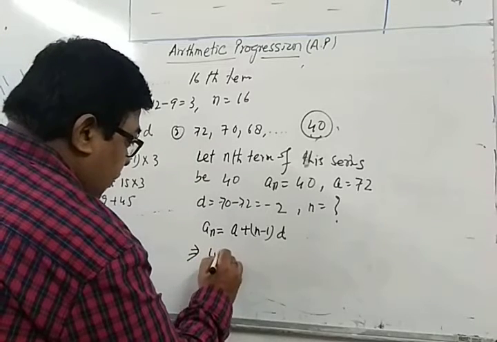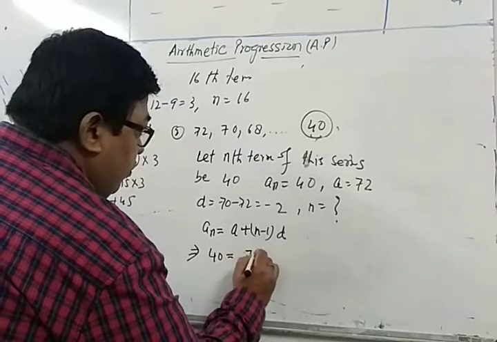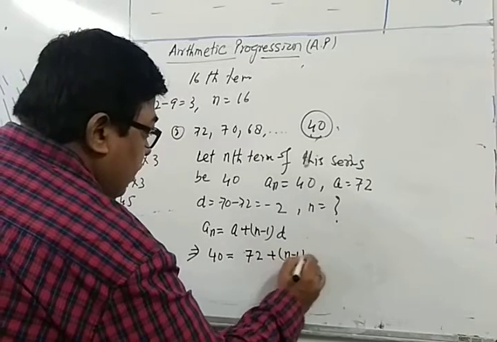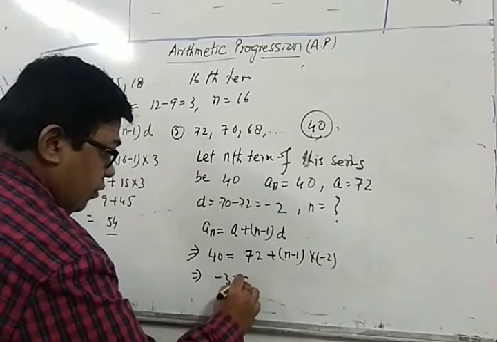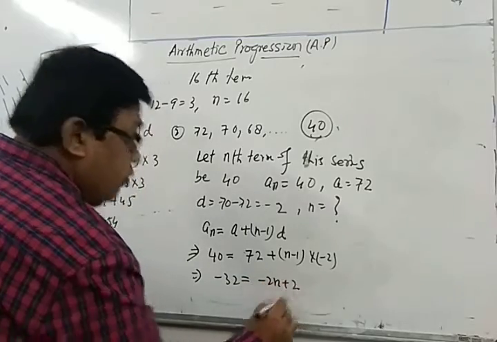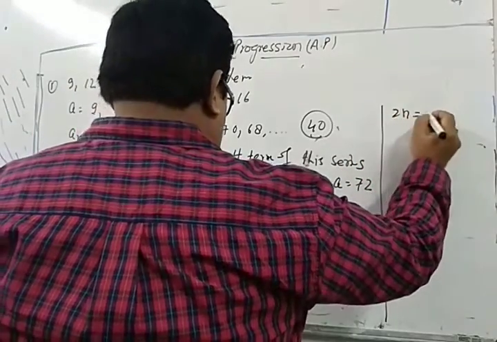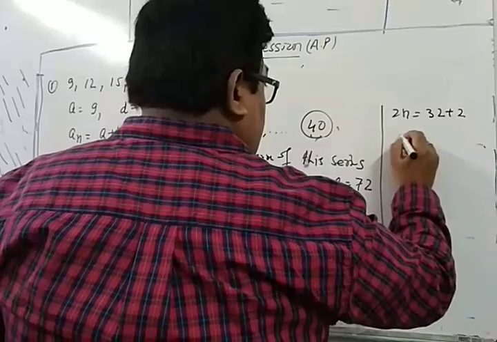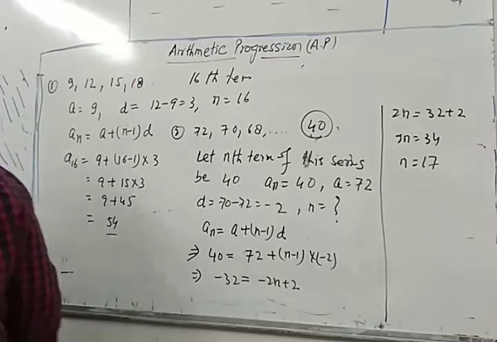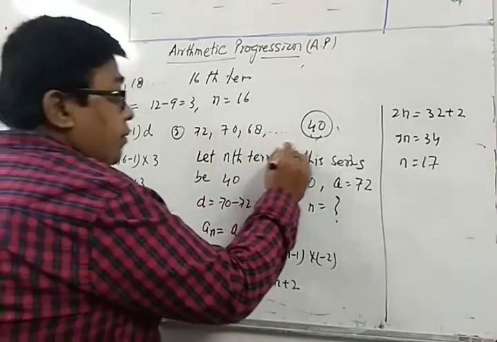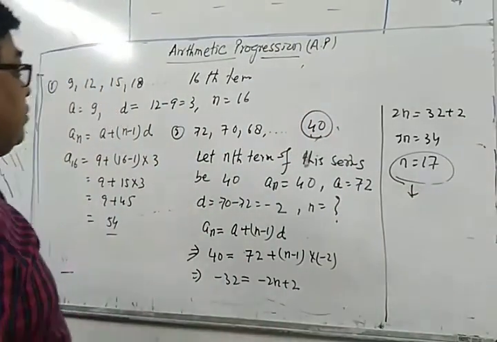The value of an, which is 40, a is 72, n required, d is minus 2. Simplify it. Minus 32 is equal to minus 2n plus 2. For more calculation, 2n is equal to 32 plus 2. So 2n is equal to 34, n is equal to 17. It means the 17th term of this sequence would be 40. Okay. So these are the first two questions.